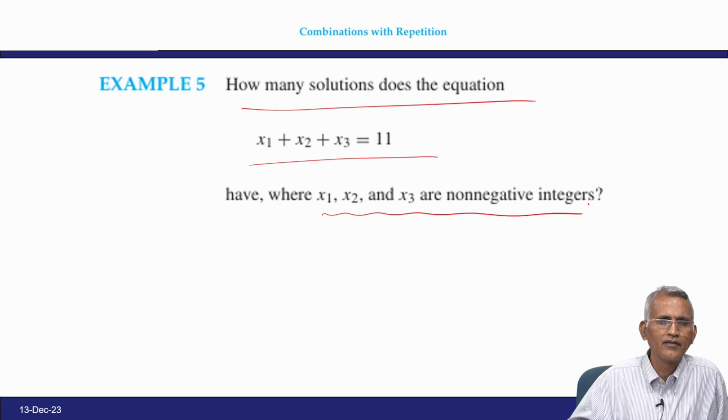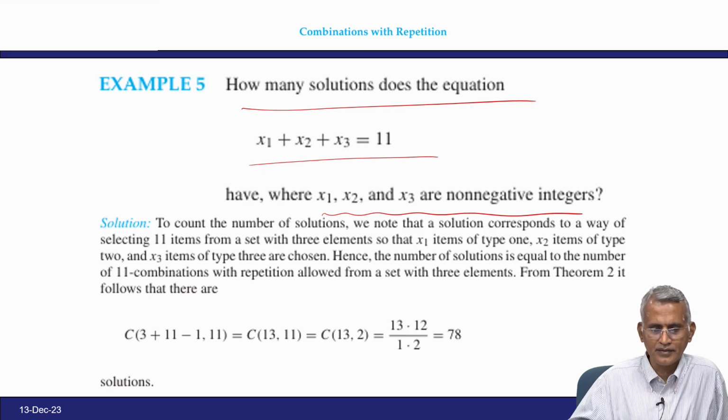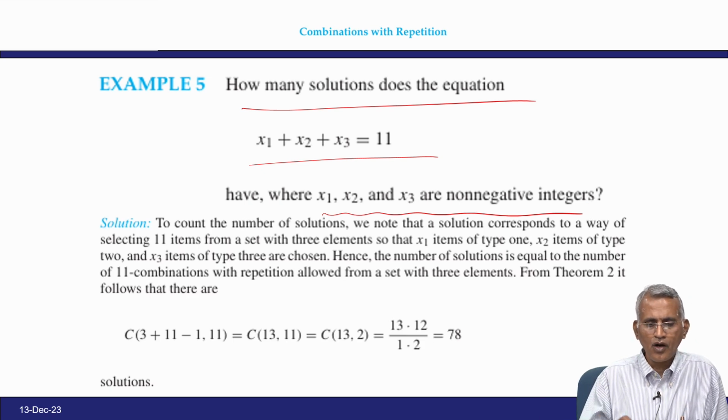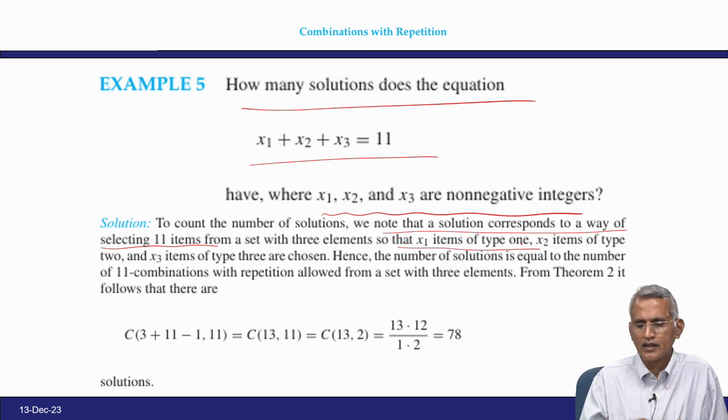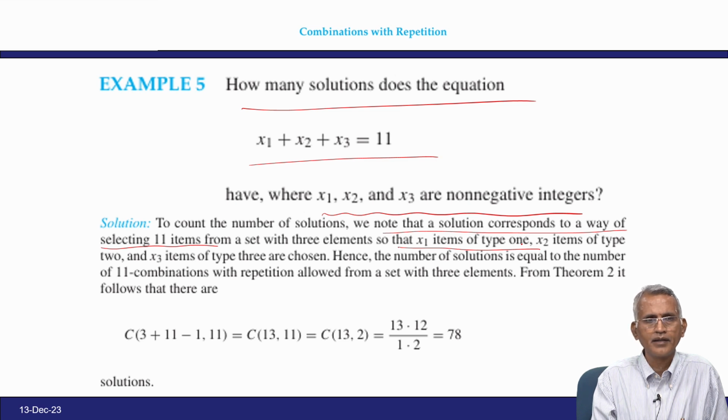See, there are infinitely many solutions of the Diophantine equation, but we have to do it with the help of combinations, and here is how we can discuss it. Now, to count the number of solutions, we note that a solution corresponds to a way of selecting 11 items from a set with 3 elements, so that x1 items of type 1, x2 items of type 2 and x3 items of type 3 are chosen.